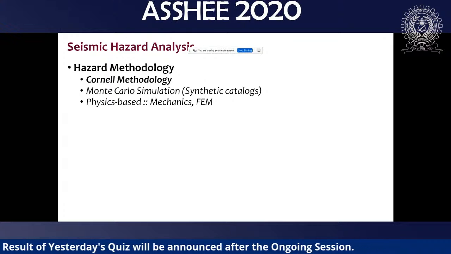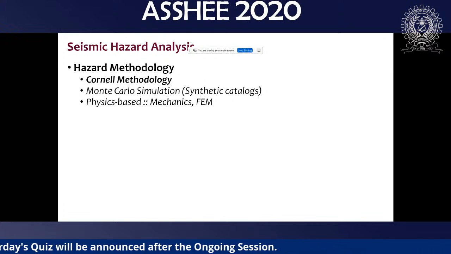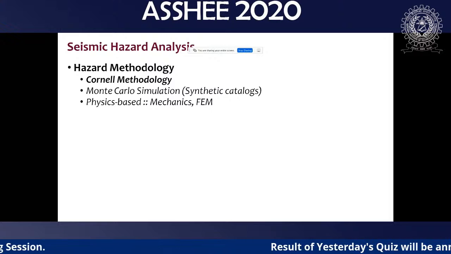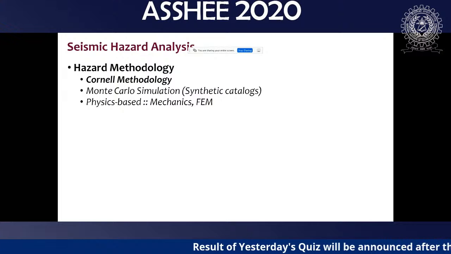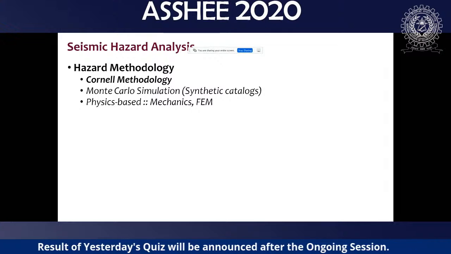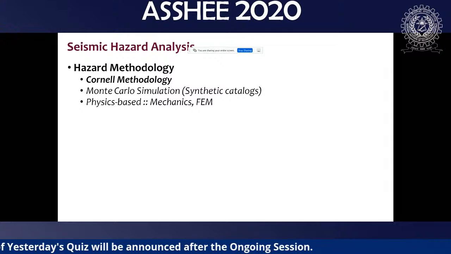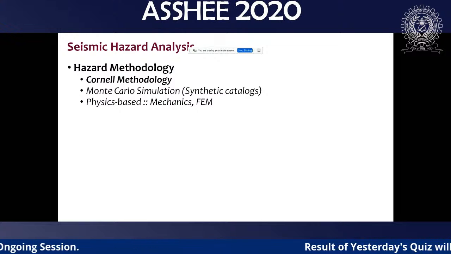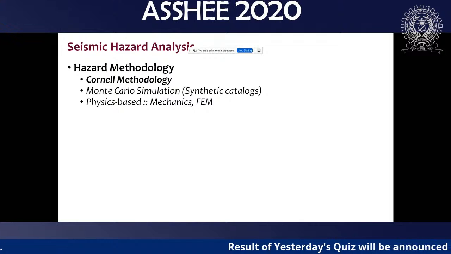When it comes to hazard methodologies, there are basically several approaches. One is the classical Cornell's, the famous equation. One can also use Monte Carlo simulation, where we generate synthetic catalogs and obtain hazard that way. We can also get it from physics based approaches. The mechanics is very well established, and we can use these physics-based modeling techniques to estimate hazard curves. Right now we followed the Cornell methodology. We also got results from Monte Carlo simulation.